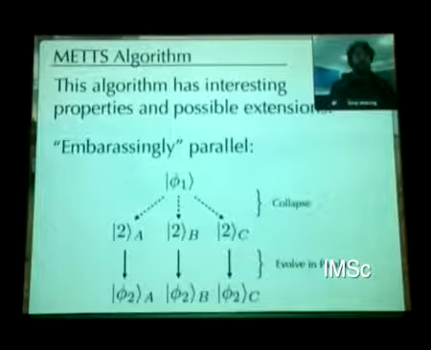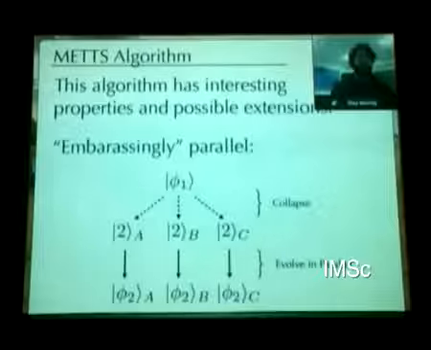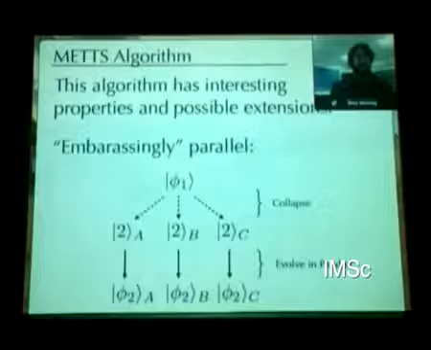One of the possible ways to use it in a much more powerful way is that this algorithm is what's known as embarrassingly parallel. That's actually a technical term in computer science. What that means is that this algorithm can be made parallel in a completely trivial way. Let's say you take some initial state and make your first METS state, which I call phi 1. Now you can do the collapse multiple times using a different random number generator, and you get different product states called A, 2B, and 2C. Now you can distribute those product states to three different computers, and on those computers, you can do the next step in parallel.